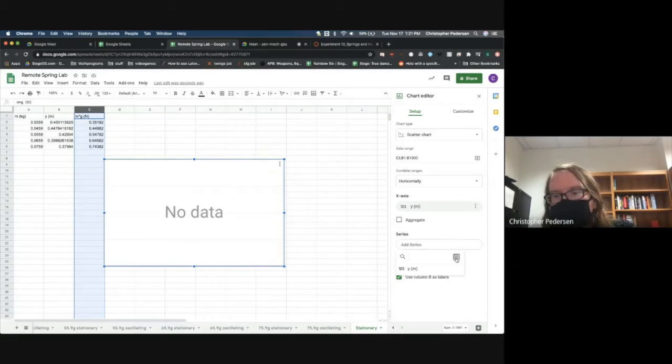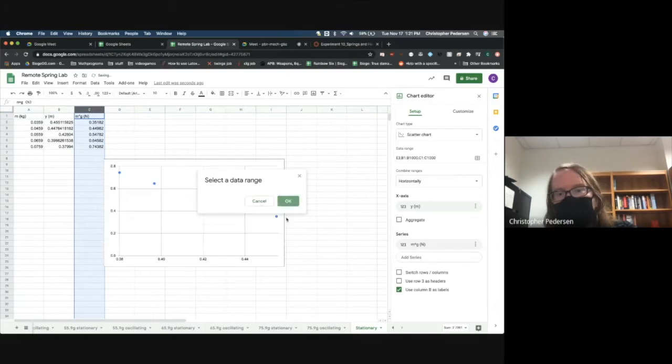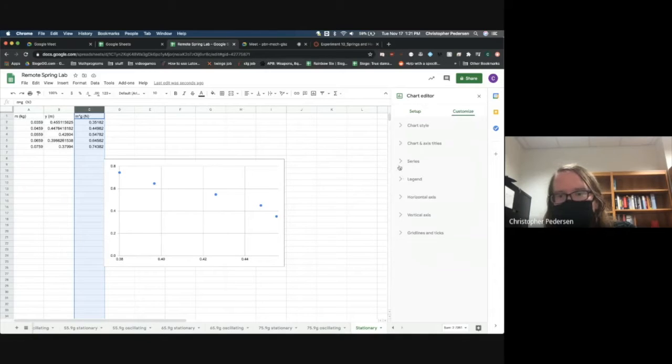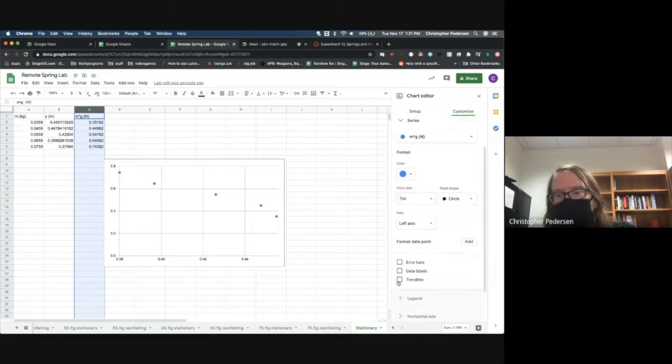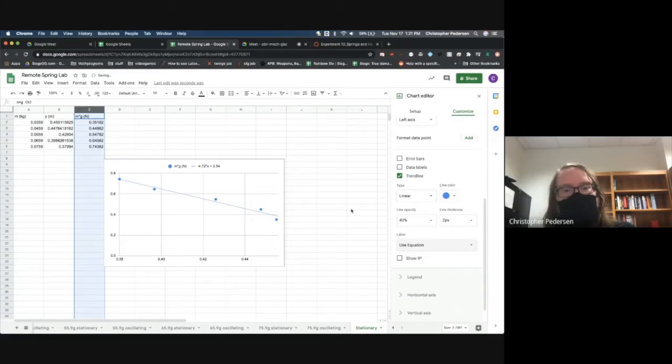And on the y-axis, we want the force, which is this column. And so that is our graph, and we want to add a fit. And so the negative of that value should be our spring constant, which we got negative 4.72. Now, the spring I was using has a spring constant of about 5, so that is fairly accurate.